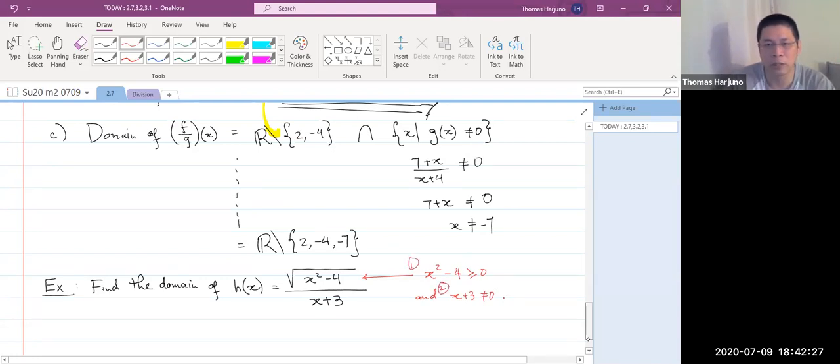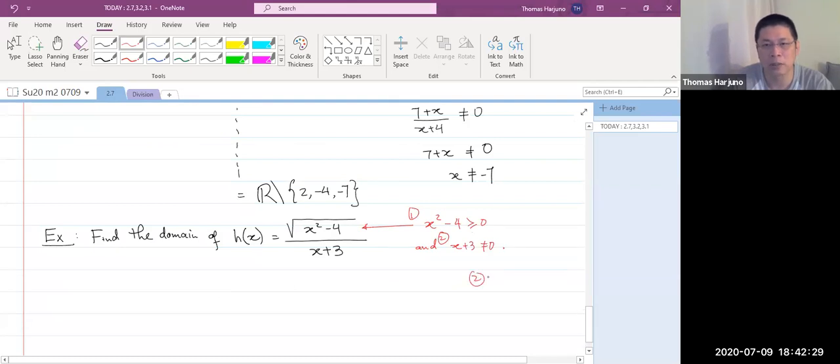The second requirement is actually easy. If x plus 3 cannot be 0, then x cannot be negative 3. That one is easy. Then how about the first one, that x squared minus 4 cannot be negative?